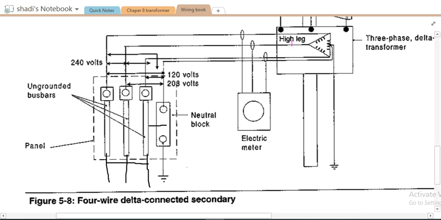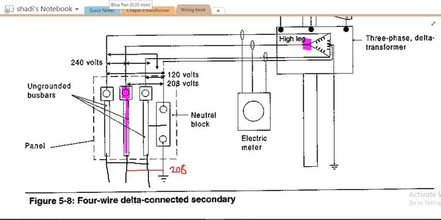But since we have the Y connection, we have to identify the high leg. So this is the high leg and this is the high leg terminal of the bus bar, and it is our concern because we know that the voltage level between the high leg and the neutral will be what? It's going to be 208 volt, and this is the only terminal where we can get the 208 volt.